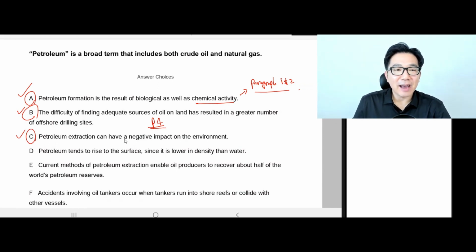All of them have to be wrong answers. Otherwise, we'll be in trouble, wouldn't we? Right? So, yeah, this is what? Paragraph 6, wasn't it? Last paragraph.